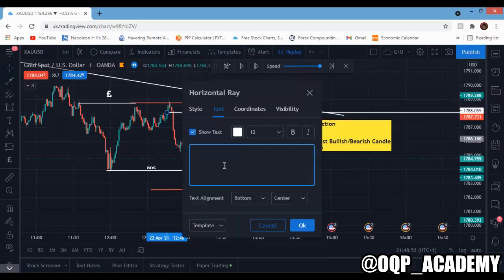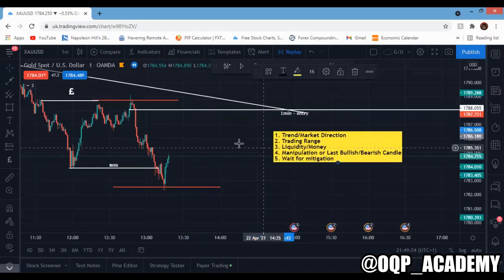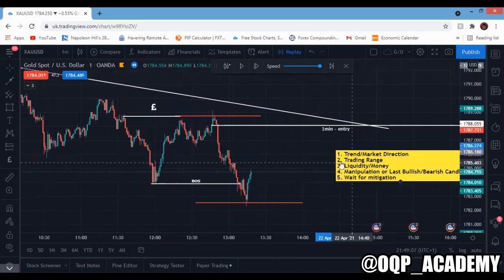And what I usually do is I'll put the time frame in which I'm looking at this in, 1 minute, and then what I'll put after that is entry, right? So everything is clear and cut in front of my face. I know what I'm doing, right?